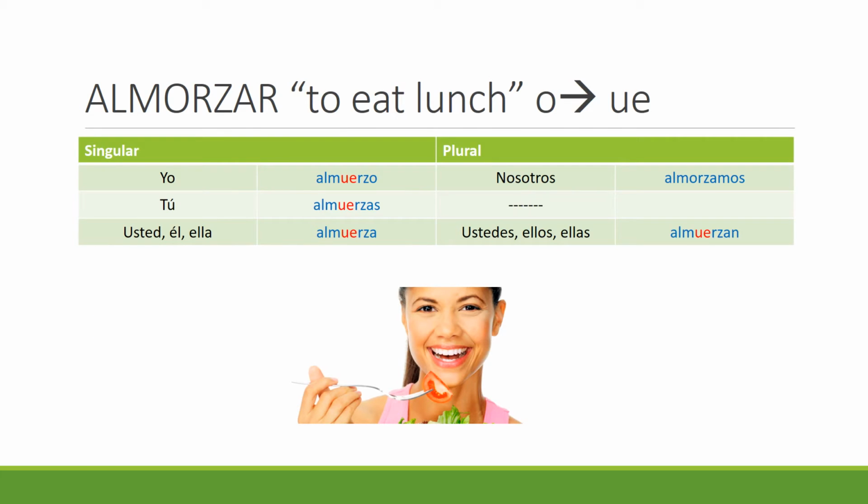Let's look at this. Almorzar, which means to eat lunch. It's an O to UE stem changing verb. So in the first person singular, we never say almorzo, we say almuerzo. The O turns into a UE. Please note again that in the nosotros form, the stem does not change. It is almorzamos.